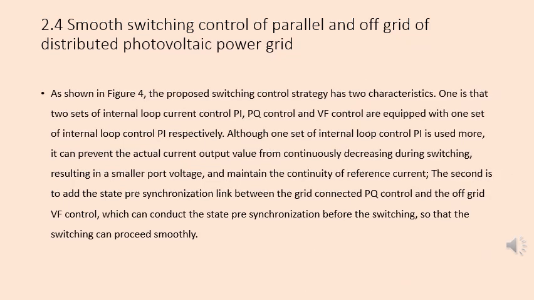As shown in Figure 4, the proposed switching control strategy has two characteristics. One is that two sets of internal loop current control PI are equipped: PQ control and VF control are each equipped with one set of internal loop control PI. Although one set of internal loop control PI is used more, it can prevent the actual current output value from continuously decreasing during switching, resulting in a smaller port voltage, and maintain the continuity of the reference current. The second is to add the state pre-synchronization link between the grid-connected PQ control and the off-grid VF control, which can conduct the state pre-synchronization before the switching, so that the switching can proceed smoothly.